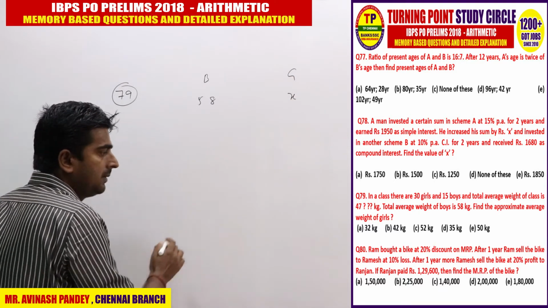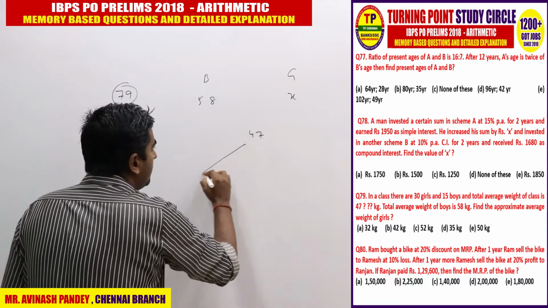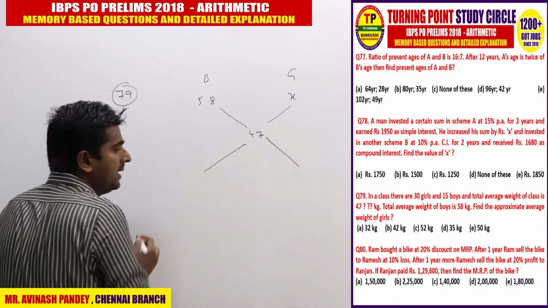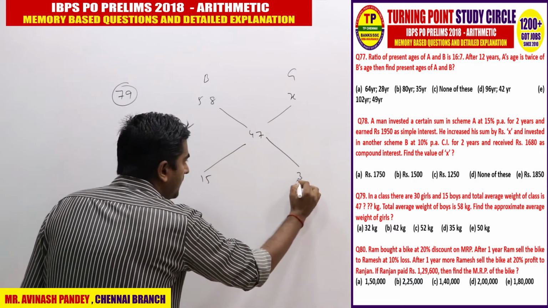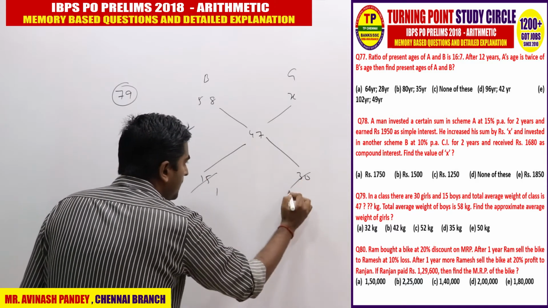Combined average weight, how much have they given you? 47. And how many boys are there? It is nothing but 15. And how many girls are there? It is nothing but 30. So my ratio is nothing but how much?